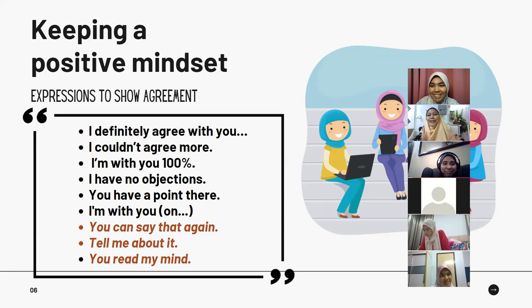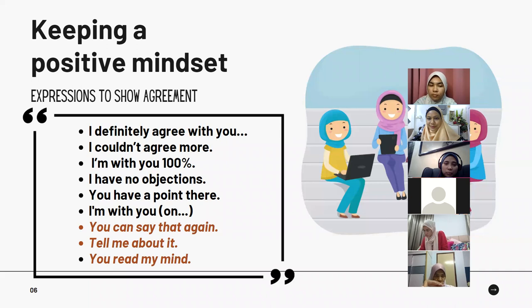So you wouldn't say I have no objection. So I have no objection ni, dia macam agree totally, dah tak ada flaws langsung with the proposal. Usually with the proposal, you would go with, I definitely agree with you. I'm with you 100%. Okay, I have no objection ni, bunyi dia macam, wow, bagus sangat proposal you. Unless betul-betul bagus and you want to say it, no problem lah.